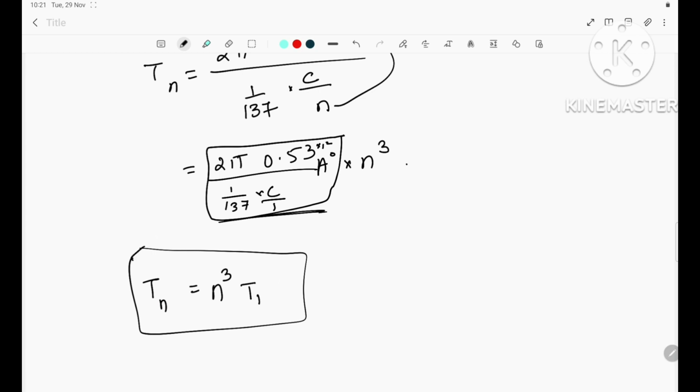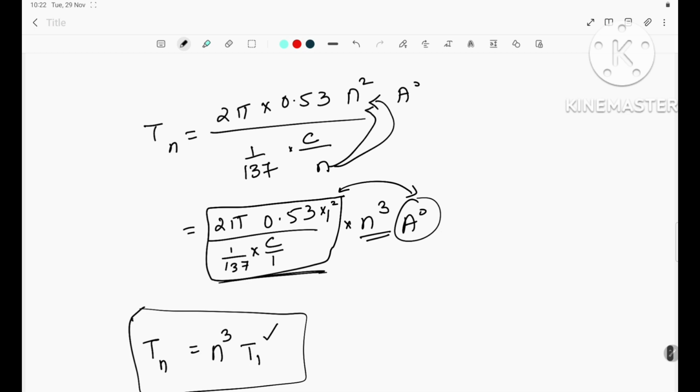So you can also remember this. If you calculate T1, easily you can calculate T2 and T3 or T100, whatever they are asking, if you know the time period of the first orbit, right? I hope you understood what calculations we have done. So this is multiplied by c by 1, and this is multiplied by 1 square, this much angstrom. So this and this together will give you the time period of the first orbit multiplied by n cube, because this n will go to the numerator.